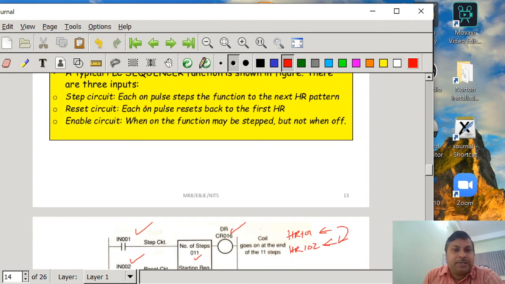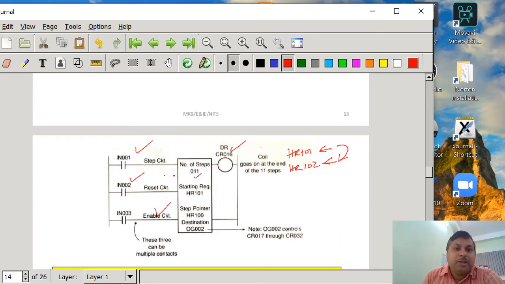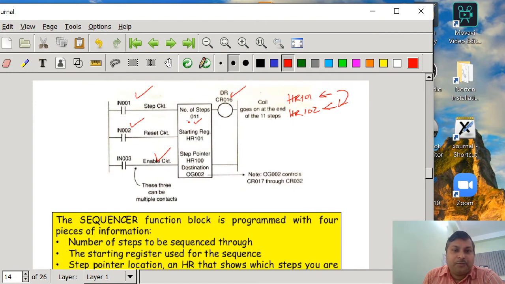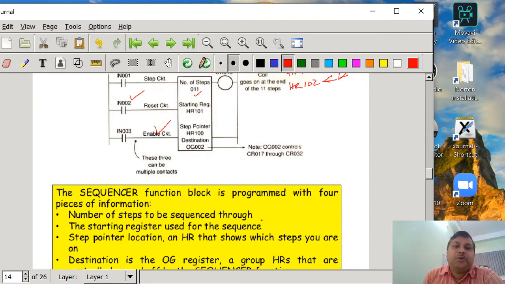The reset circuit: each on pulse resets back to the first HR. The enable circuit: when on, the function may step, but not when off. So only when the enable circuit is on is this function going to operate. Here the sequencer function block is programmed with 4 pieces of information. What are the 4 pieces of information? The number of steps to be sequenced through, as I mentioned, that is 11. The starting register used for the sequence, here 101, which means that if you indicate the number of steps, consecutive 11 registers will be there where the pattern is written.